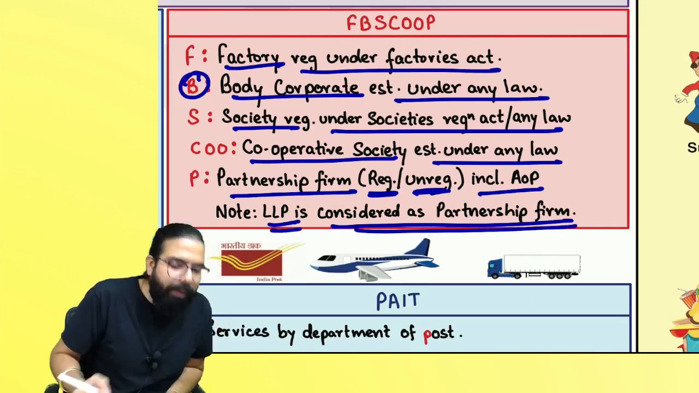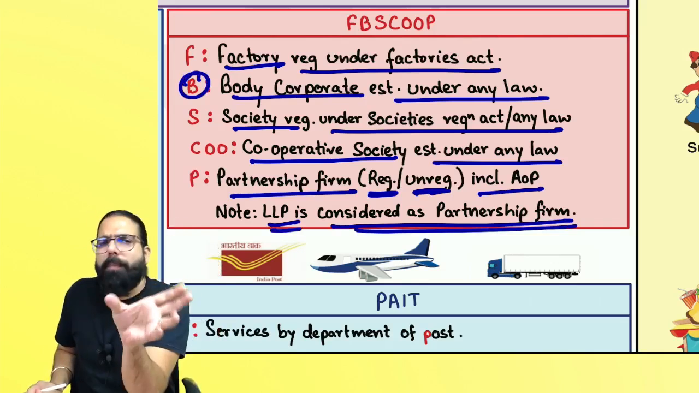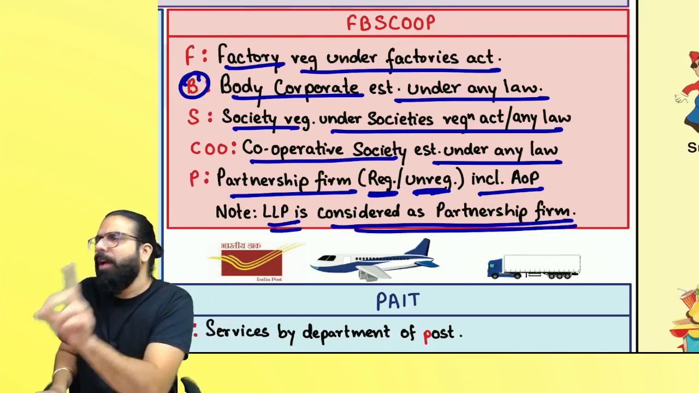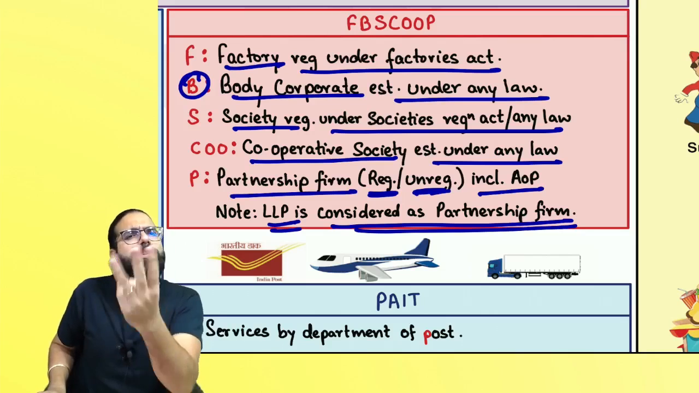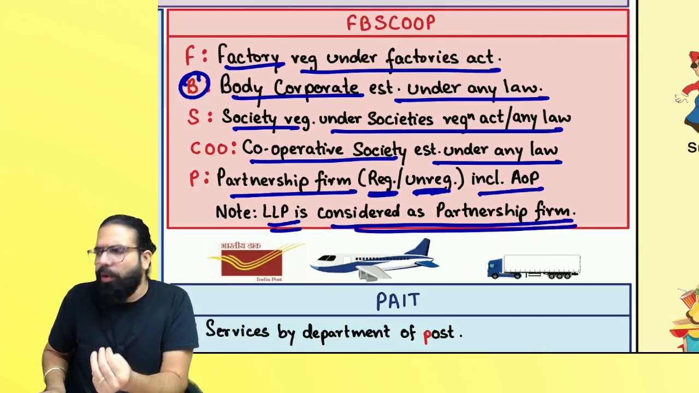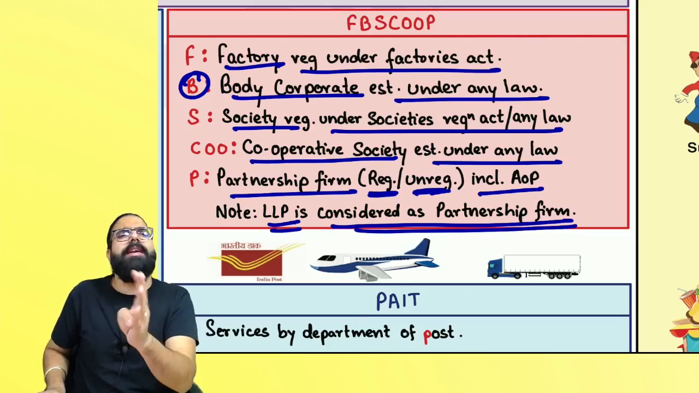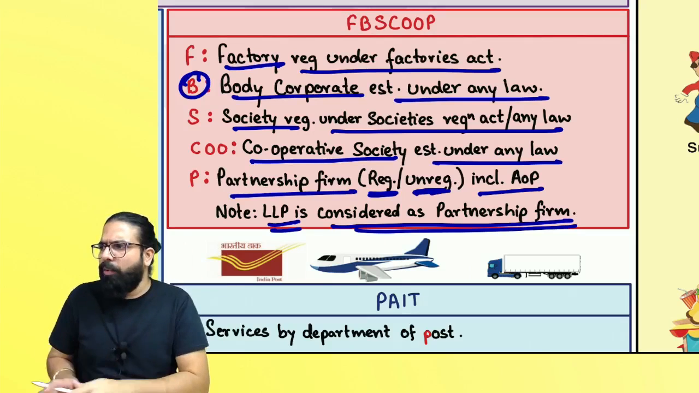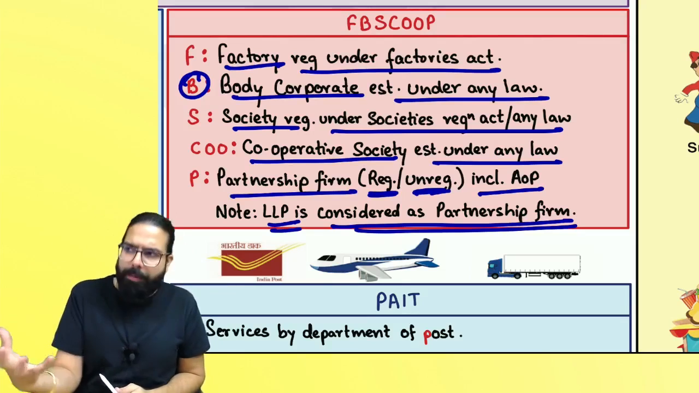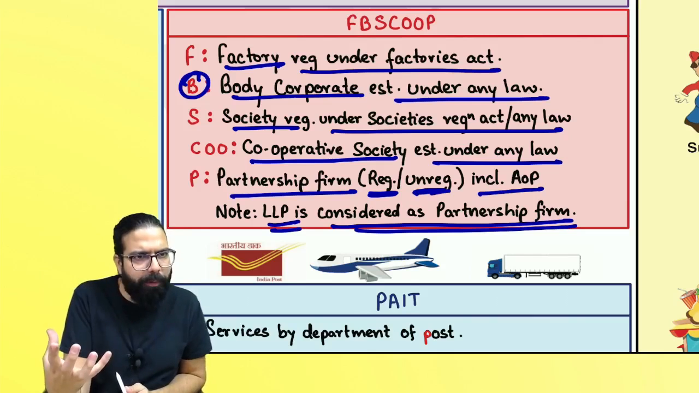Body corporate means a corporate body, which is an incorporated body, has perpetual succession, has the capacity to sue or be sued, and is a separate legal entity. That's a body corporate. Are we clear, everyone? For example, an Indian company is a body corporate. A foreign company is also a body corporate.